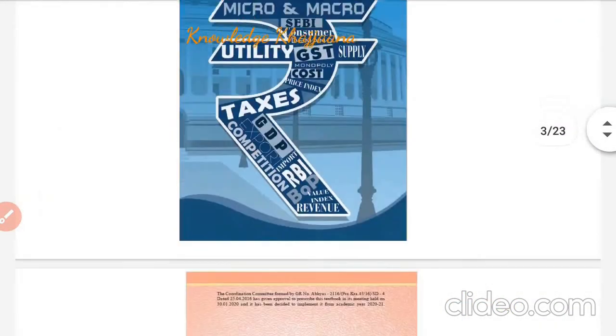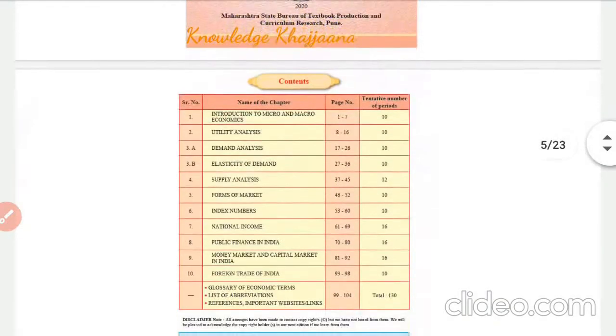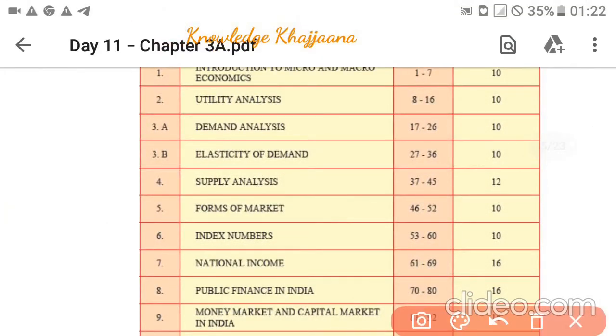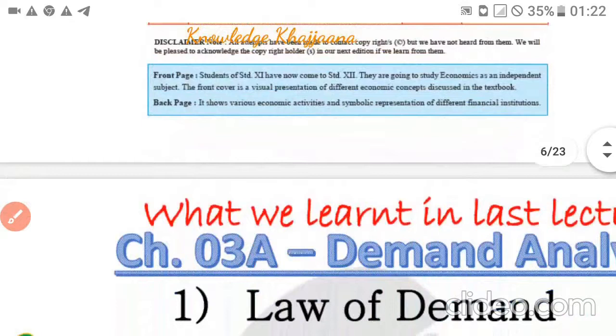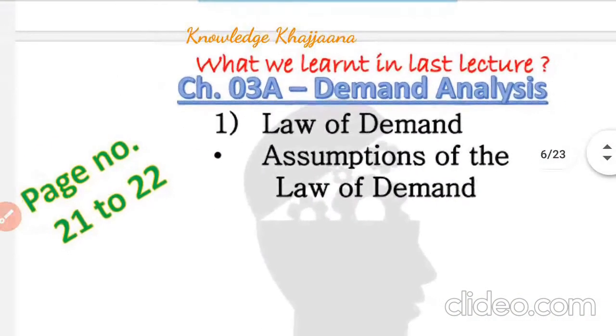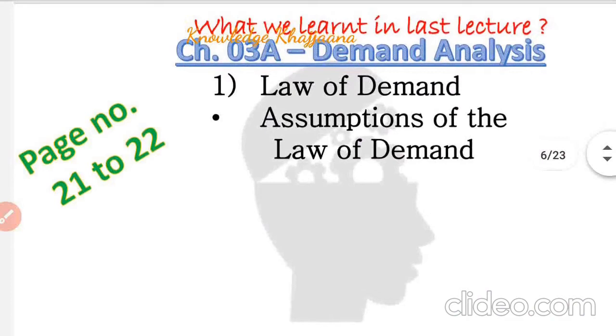We are learning Economics Standard 12th of Maharashtra Board, HSC Board, and we have completed 2 lessons, that is Introduction to Micro and Macroeconomics as well as Utility Analysis, and currently we are learning lesson number 3A, that is Demand Analysis. Now what we have covered in our last lecture? We have covered assumptions of the law of demand, which were given on page number 21 to 22.